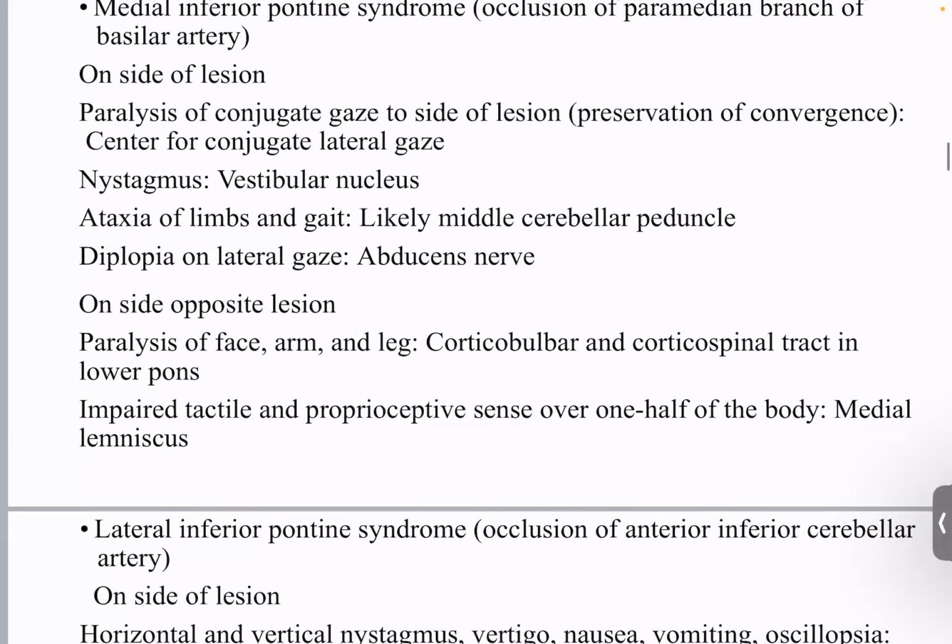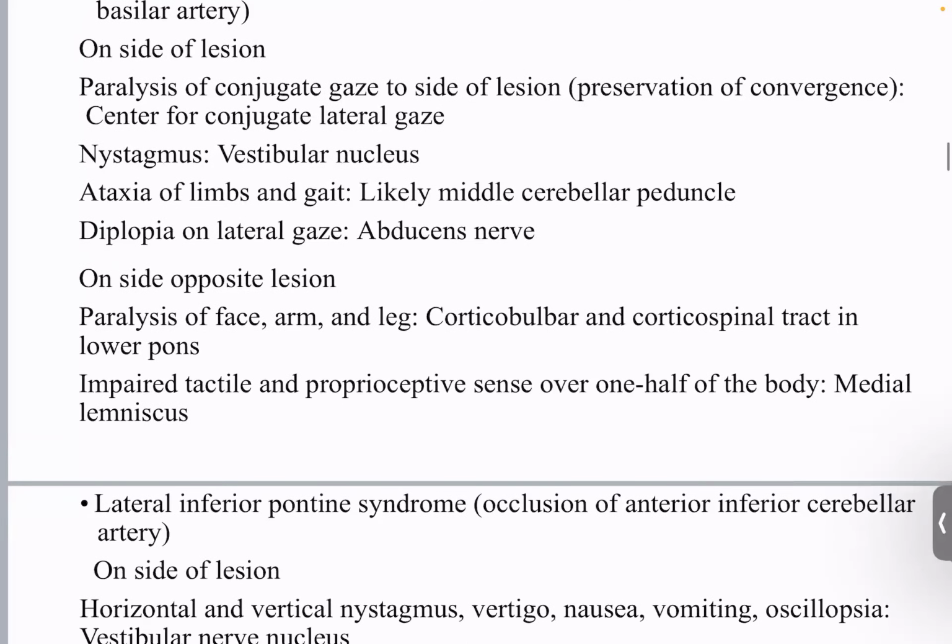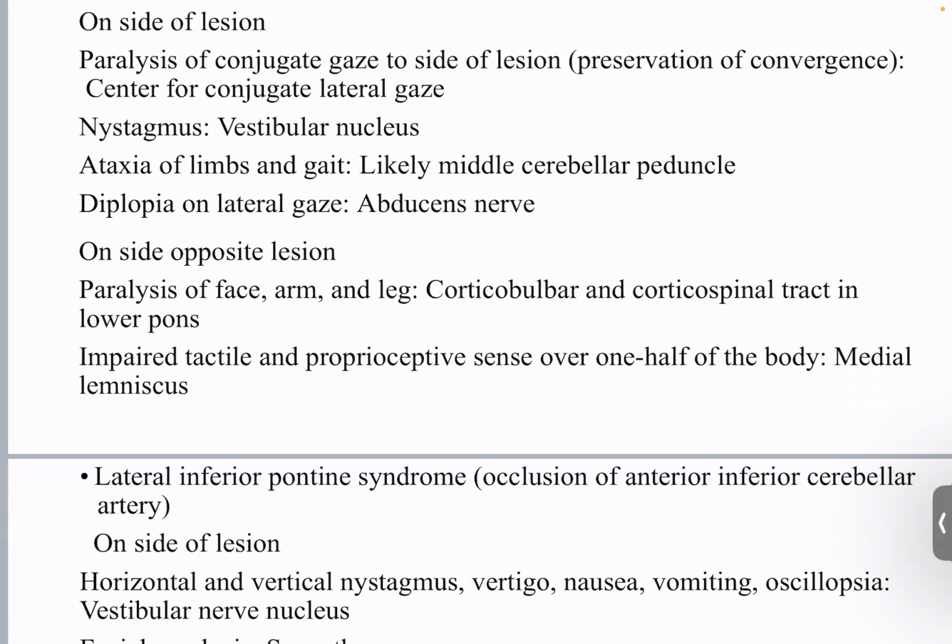Sir, in the inferior pons, specifically, there's no motor nucleus, right? The seventh and eighth nerves do not come under a motor nucleus, so there will not be motor symptoms. Yes.